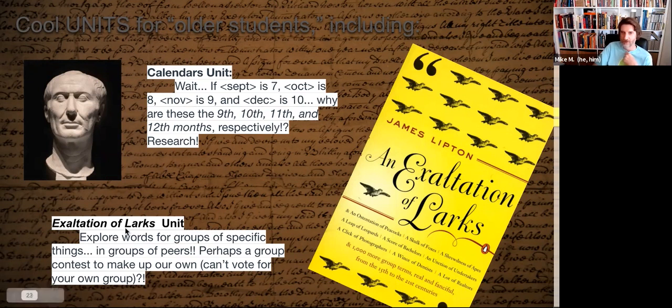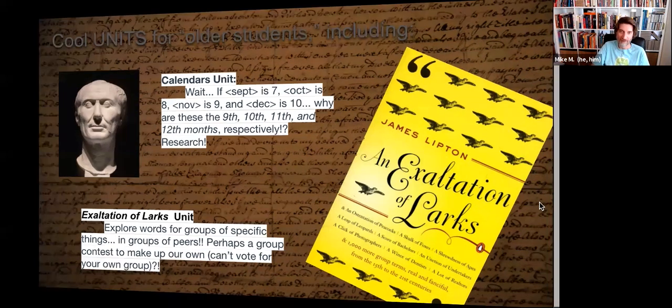I love this. I've never heard of this book, An Exaltation of Larks. It's about names for groups of things, like a murder of crows. And I thought it would be fun to do that in groups. And then your groups could come up with a name for a group of a thing that doesn't have one yet. And you could vote on them, and you can't vote for your own group. I don't know, sounds fun.